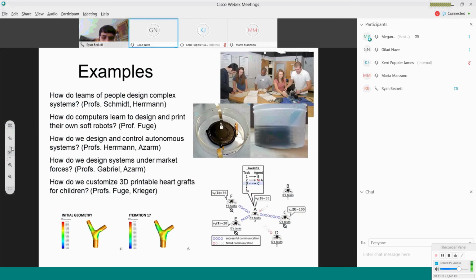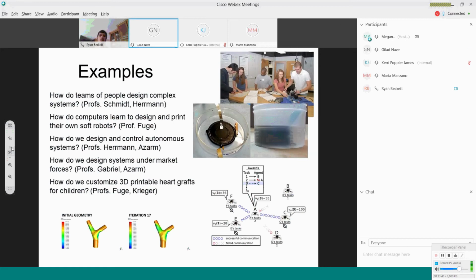Professor Fugue is working in our machine learning area, and so he looks at how computers can be used in the design process to improve creativity, to evaluate different types of the design space that maybe people have traditionally not looked at because they've been sort of constrained by their own preconceived notions of what certain products are supposed to look like.